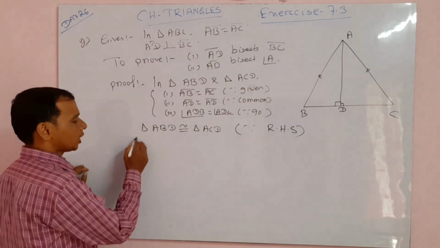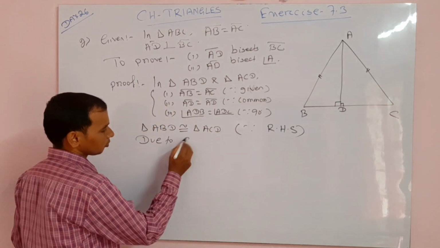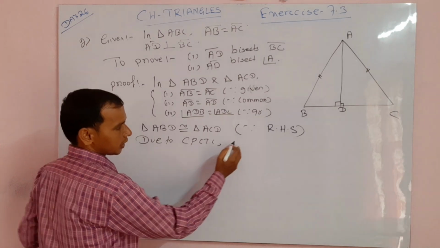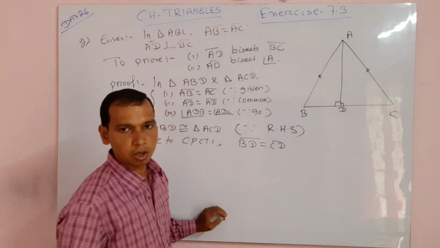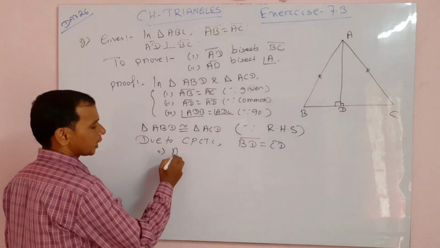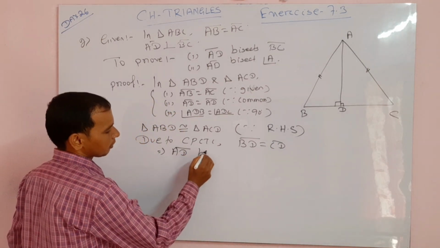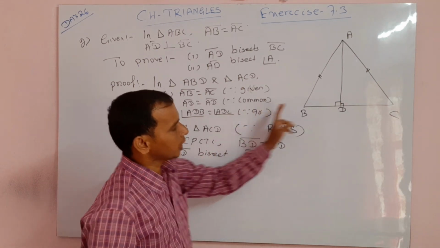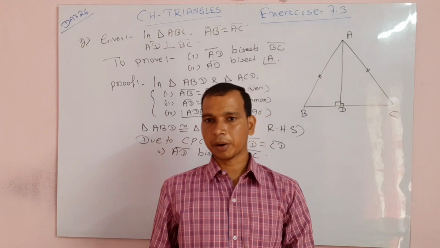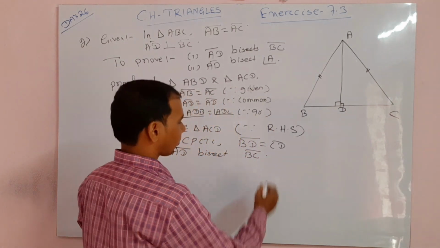You write here, due to CPCTC, BD is equal to CD. BD equal to CD implies AD bisects BC. AD bisects BC. Confirm this. Okay, so this one is proved.